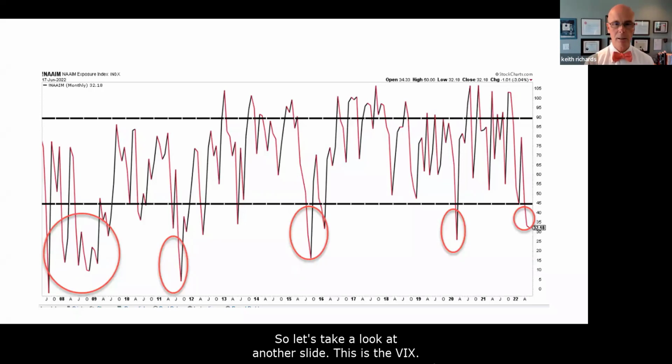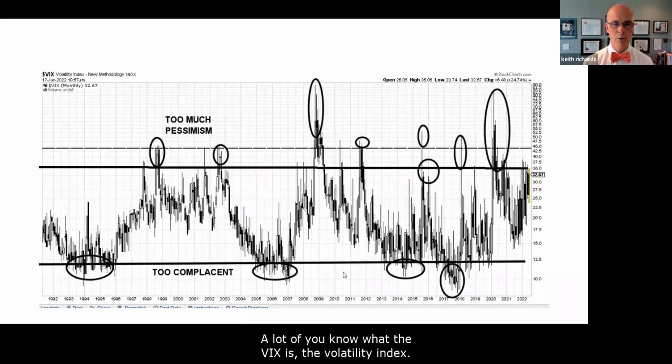So let's take a look at another slide. This is the VIX. A lot of you know what the VIX is, the volatility index. It measures the actual premiums you have to pay on options. And the more premium a writer of an option demands, that indicates that they are expecting more volatility. So they want more premium for the time that they have to honor the option.